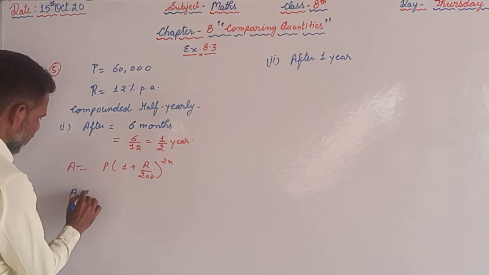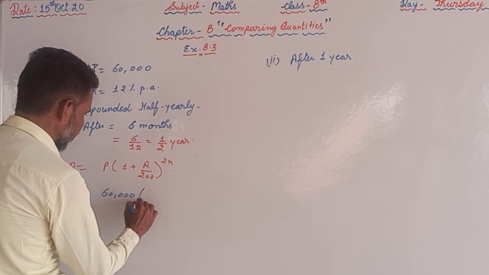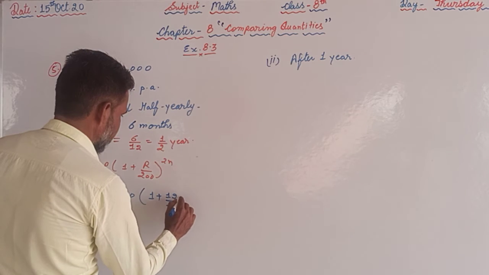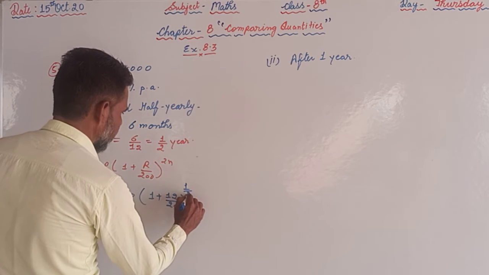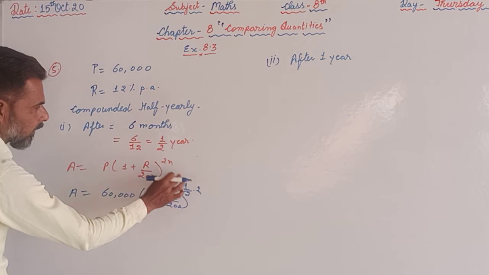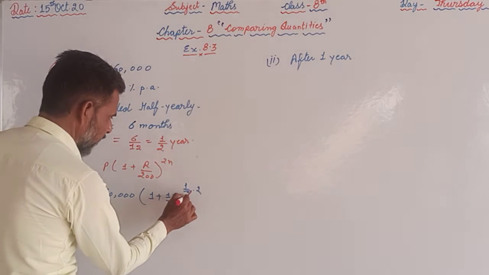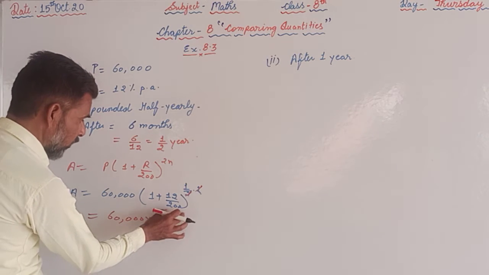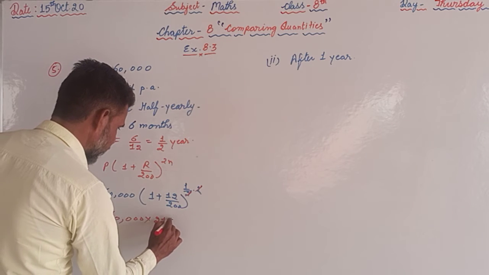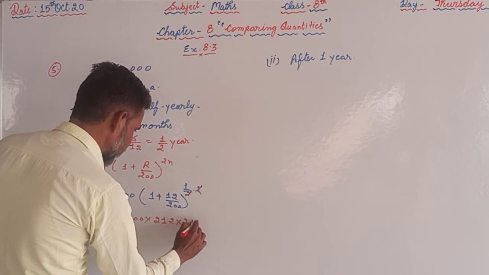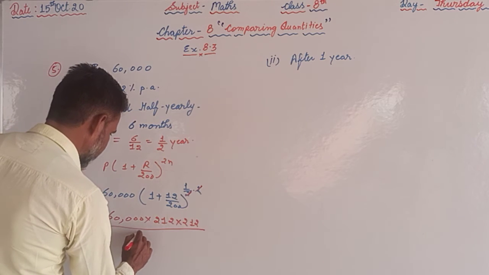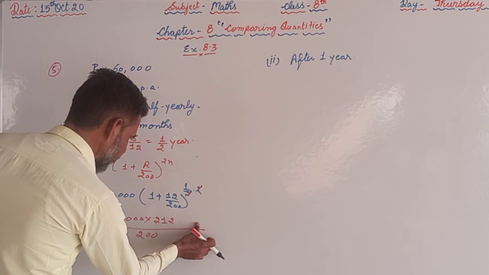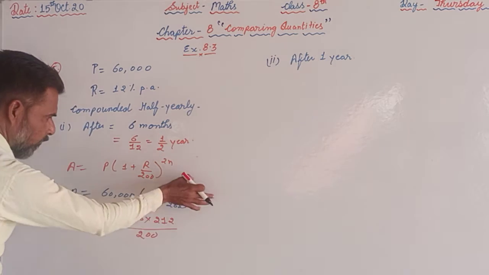So we will get amount is equal to 60,000 into 1 plus R, which is 12, upon 200 raised to power 1/2 into 2, because 2 is there and n is half year. So that will cancel out, meaning 1 is there. So 60,000 into 212 upon 200. Note that 2 times will not be repeated because that is only 1.